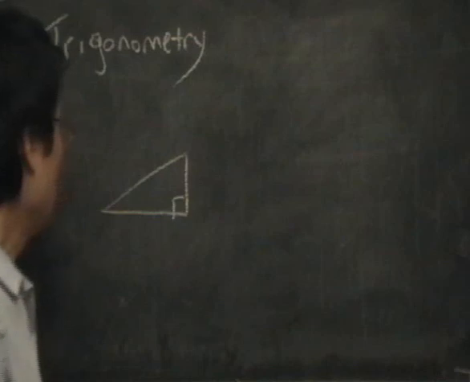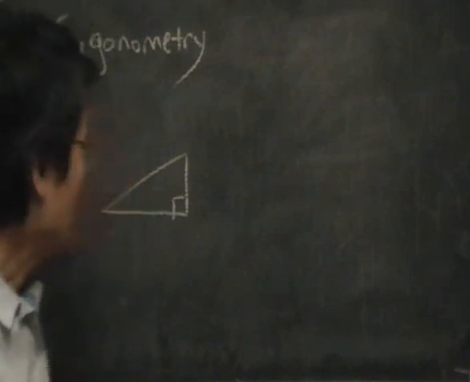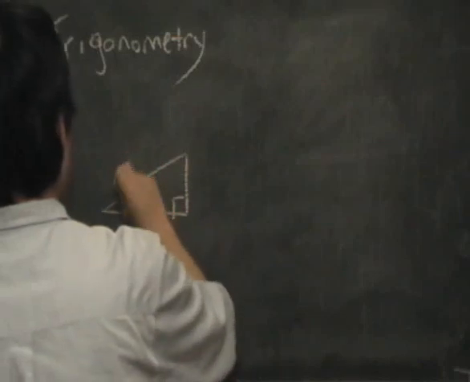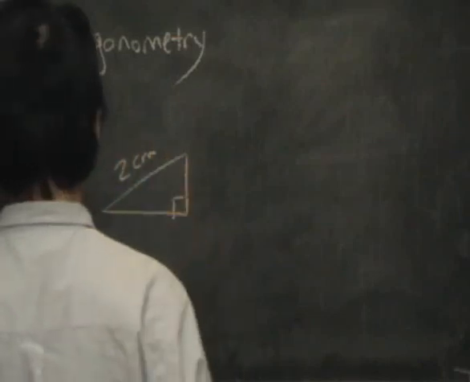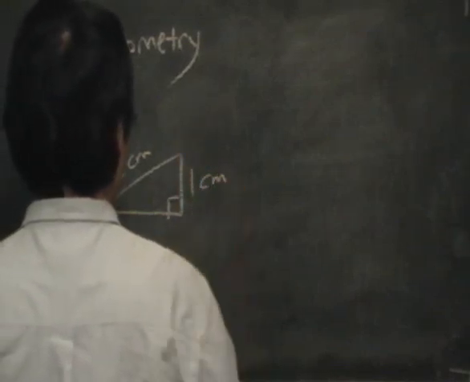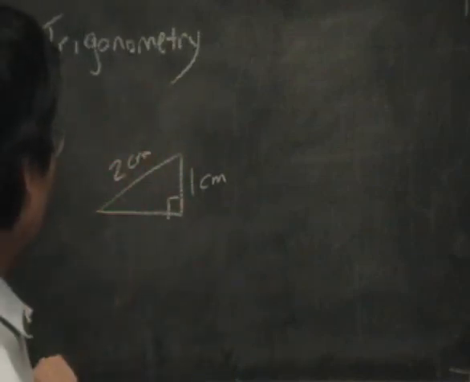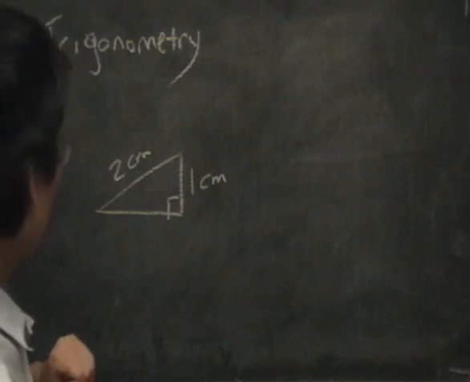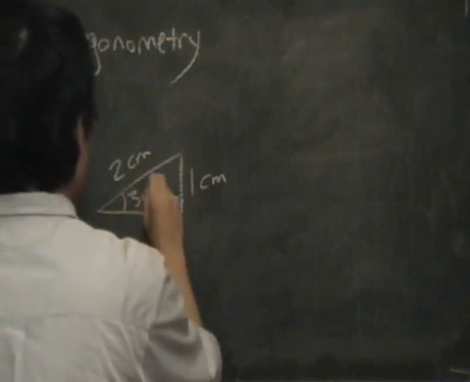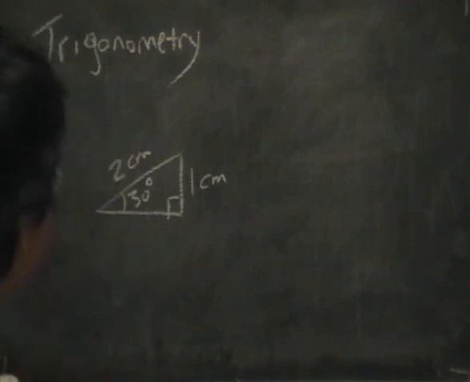We start with a right-angled triangle that looks like that. Now, suppose that the length of this longest side is 2 centimeters and the length of this shorter side is 1 centimeter. Right? And this angle here would actually be 30 degrees. So let's start with that.